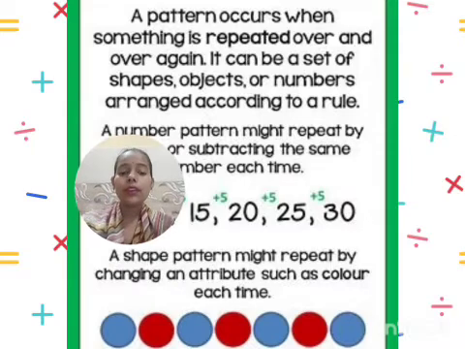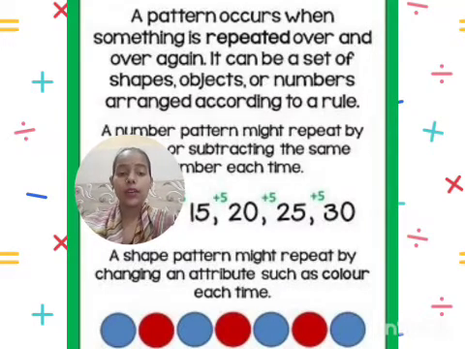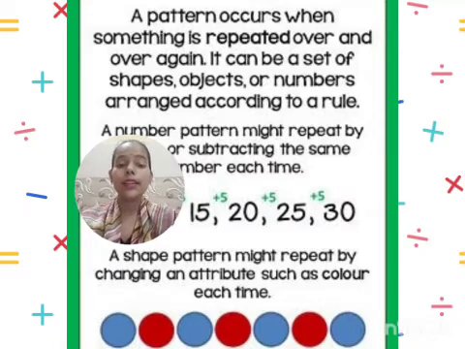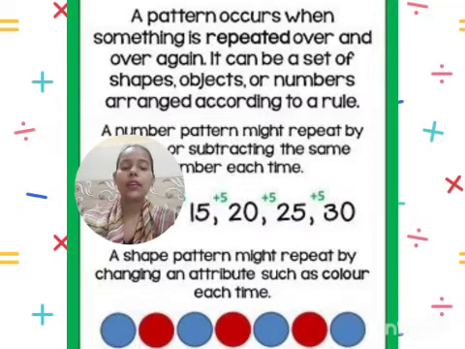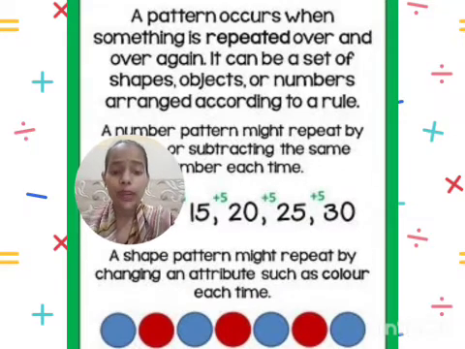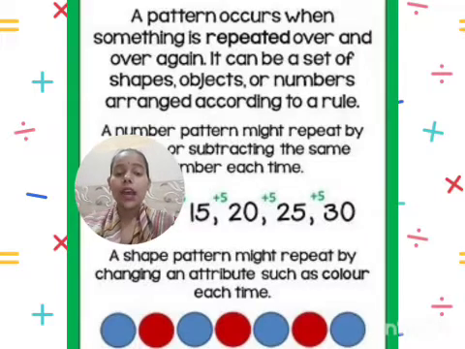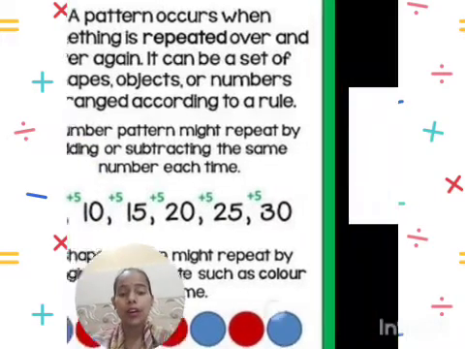So class, here we have shape patterns also. A shape pattern might repeat by changing an attribute such as color each time. Like if we first have blue color, then red color, then again blue color, then red color, we can make it accordingly with objects. Like firstly we have a square, then a rectangle, then a triangle. So accordingly we can make our pattern, and firstly we have to observe the pattern very keenly, and after that we can continue our pattern or series accordingly.